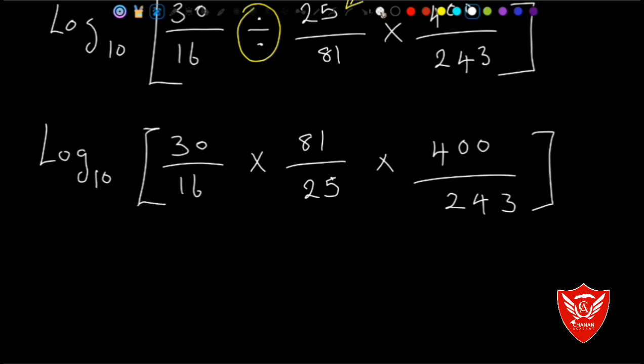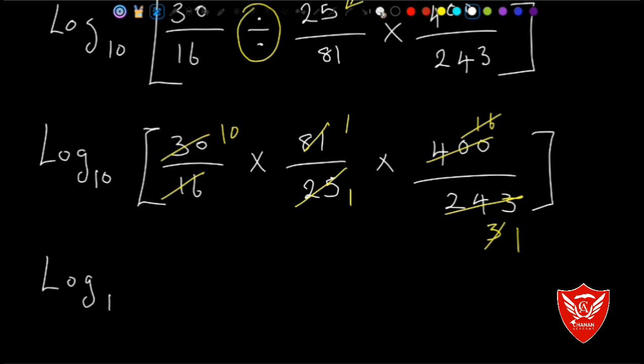Now we are getting close to our answer. So 25 into 25 we have 1. 25 into 400 we have 16. Now 16 can cancel out here, and then 16 can cancel out here. 81 into 81 is 1. 81 into 243 is 3. Now 3 into 3, 1. 3 into 30 we have 10. So therefore we have the log of base 10, 10.